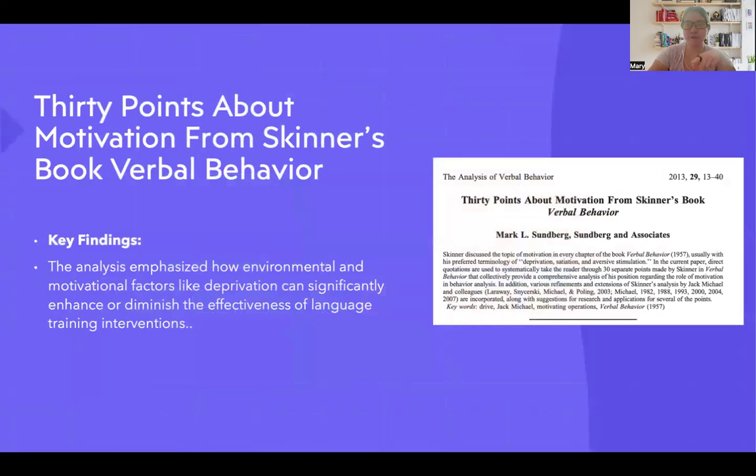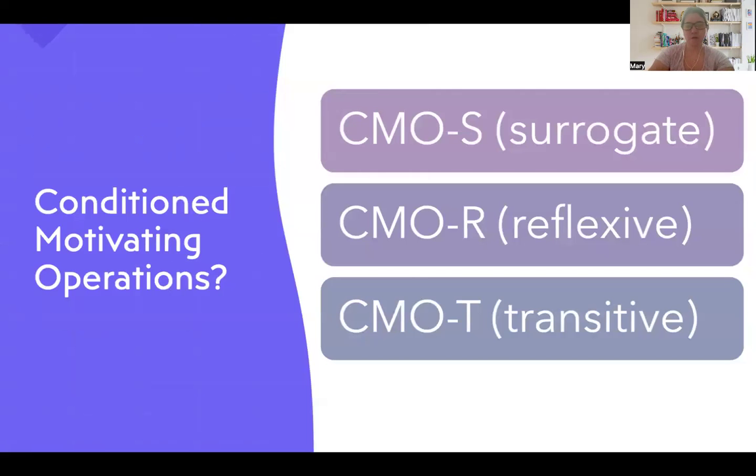The first article that I found was called 30 Points About Motivation from Skinner's book Verbal Behavior. In this article, the key finding was Skinner's analysis, emphasizing how environmental and motivational factors like deprivation can significantly change or diminish the effectiveness of language training intervention. Also, this is related to the next article that I'm going to be talking about.